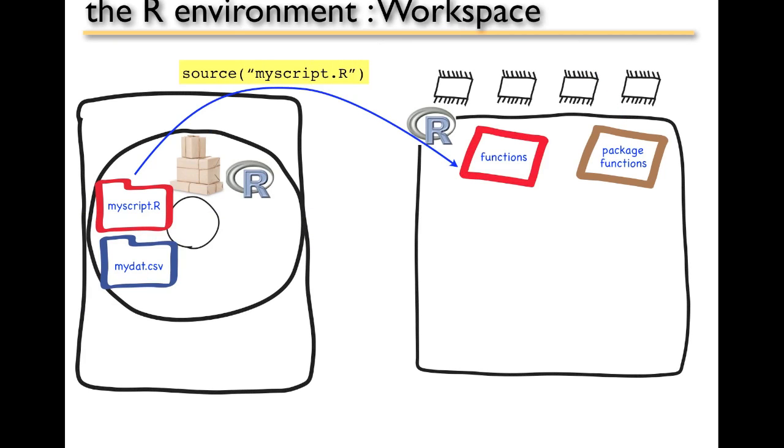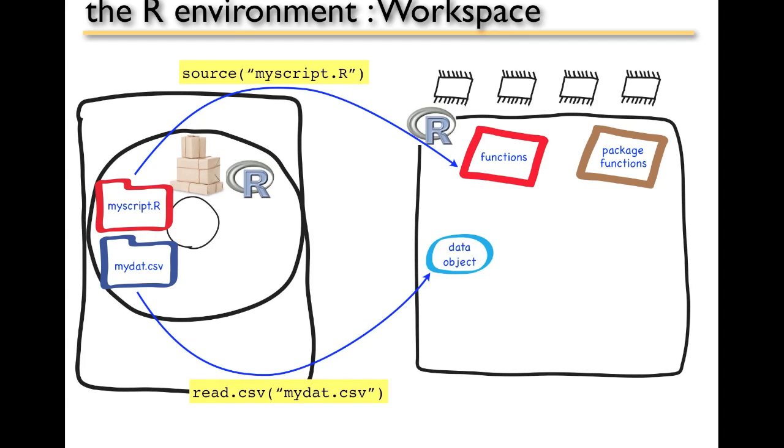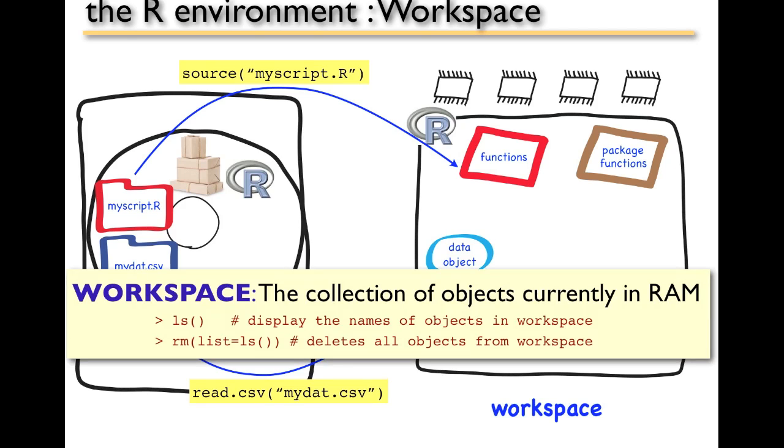So you might source your script file, which means to read in your script file into the memory, into RAM, so that your functions are available for you to use. And you might read in your data using read.csv. So now you have all of these objects in your workspace. So the workspace is just that. It's just the collection of everything that you have currently in your RAM.